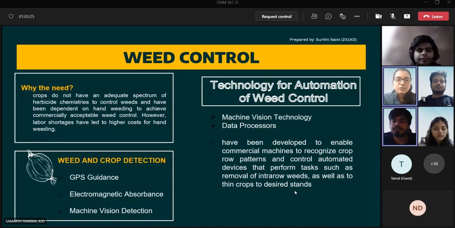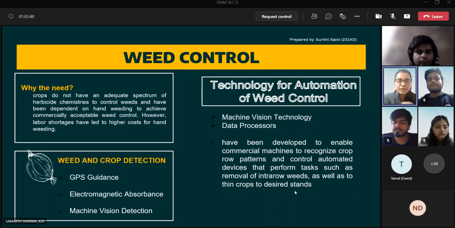So I'll be talking about weed control. Firstly, we'd like to talk about why there is a need to control it. Basically, special crops or any types of crops do not have an adequate spectrum of pesticides and chemistries to control weeds, and they are dependent on hand weeding to achieve that. Because of labor shortages, that leads to higher costs for the land and the whole business.